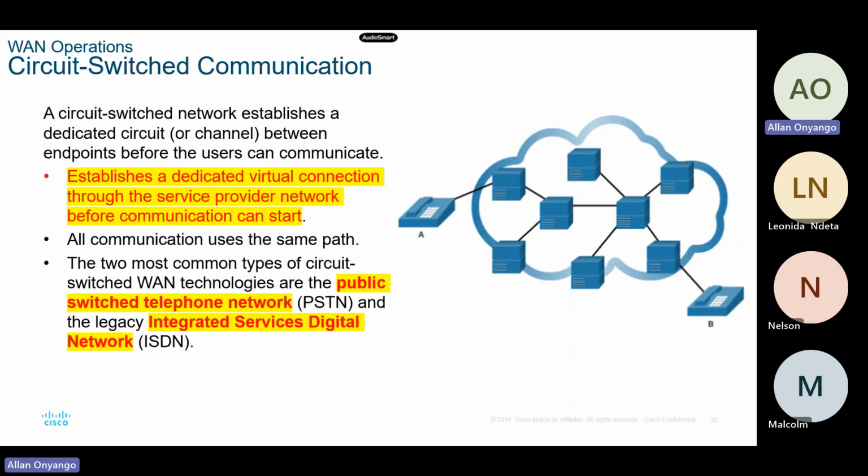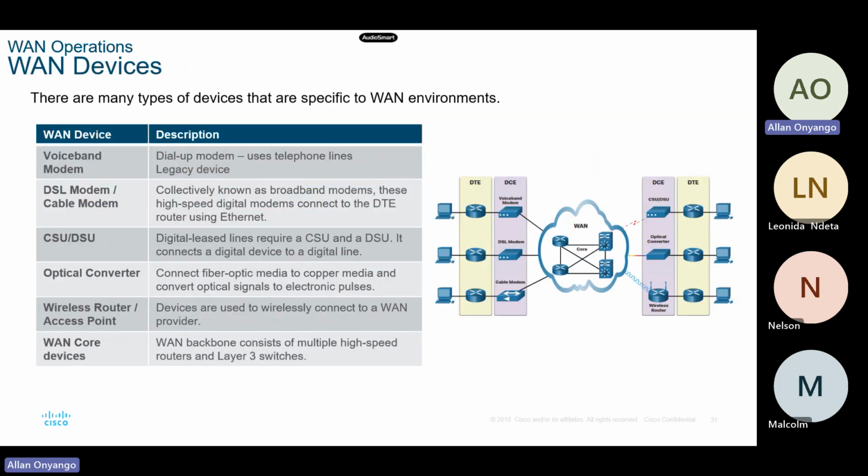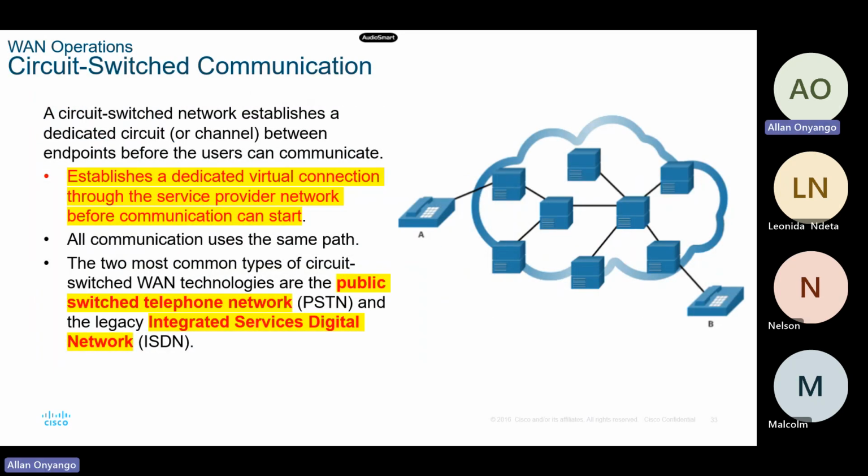Now, the service provider network can either be circuit switched or it will be packet switched. All right. So for the circuit switched network, a virtual connection must be established through the service provider network before any communications can begin. Okay. If you want to know this, when you're making a call, for example, whether with your mobile phone or with a voice over IP phone, you pick the phone, you dial the number or the extension number, and then the phone will start ringing. And then it is until the person on the other end will pick up the phone, then the connection will be established.